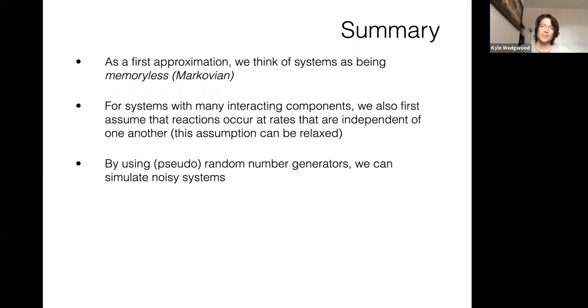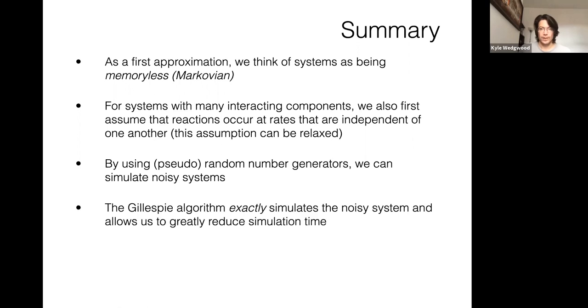We use the random number generator, this rand function in MATLAB, to help us simulate things. Of course, these are not truly random because computers can't do truly random numbers, well, maybe quantum computers can, but these computers can't, but it's good enough to do this simulation. And the Gillespie algorithm, which we've used for the channel dynamics and for the Brusselator system, exactly simulates a path of the stochastic model. So it exactly simulates the dynamics of one simulation. And it allows us to update the system at times when events actually occur.